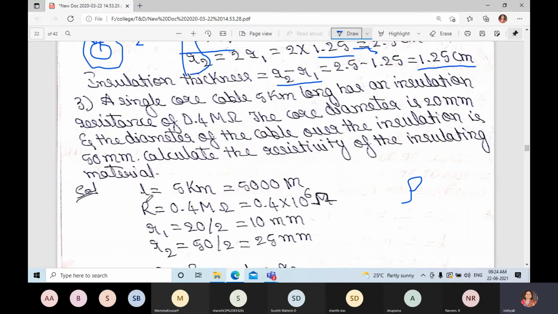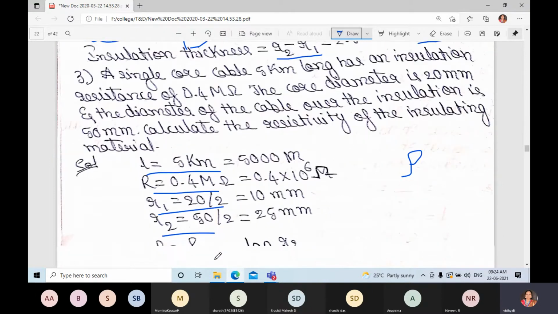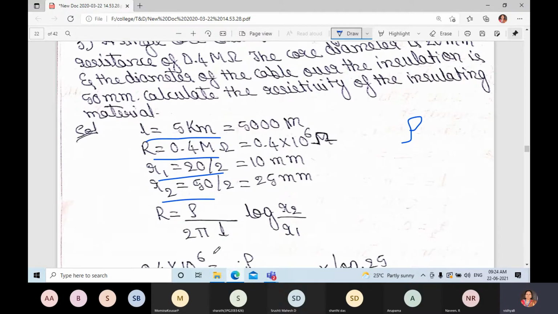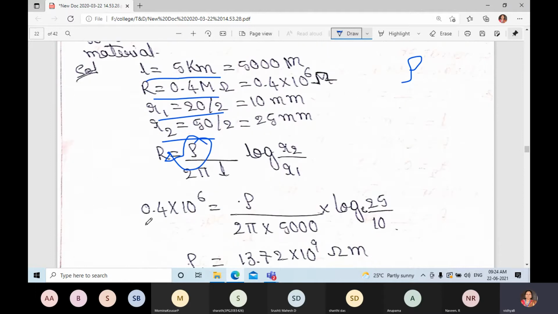Okay. So L they have given, R they have given, R1 also they have given, R2 also they have given. They have given the diameters, we have converted them into radius. What is the formula here? R is equal to rho divided by 2 pi L log R2 divided by R1. They have not given the rho value. So R value they have given, 0.4 into 10 to the power of 6, and 2 pi into 5000. L value is 5000, log 25 divided by 10.